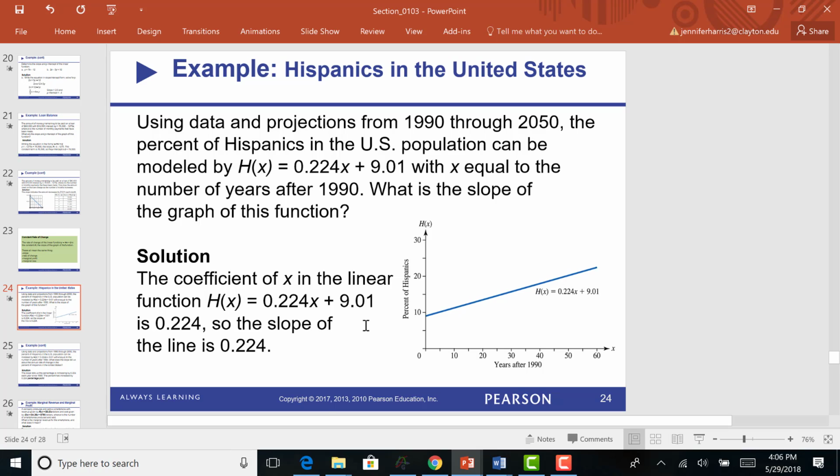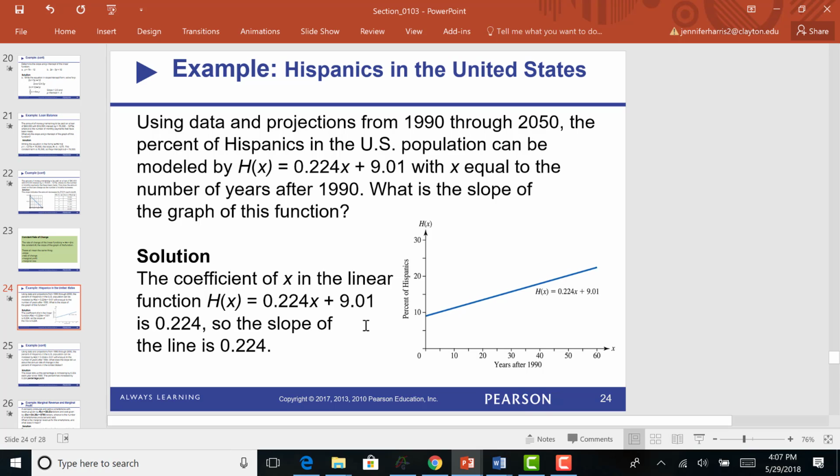Using data and projections from 1990 to 2050, the percent of Hispanics in the United States population can be modeled by h of x equals 0.224x plus 9.01, with x equal to the number of years after 1990. What is the slope of the graph of this function? Do you understand the conversation? We're just trying to figure out what?